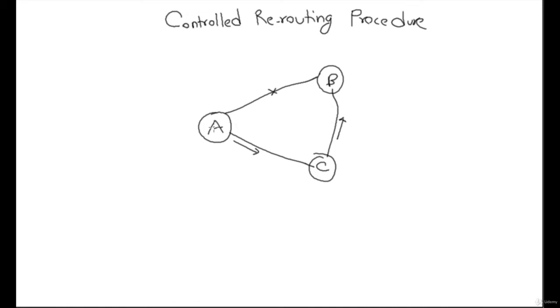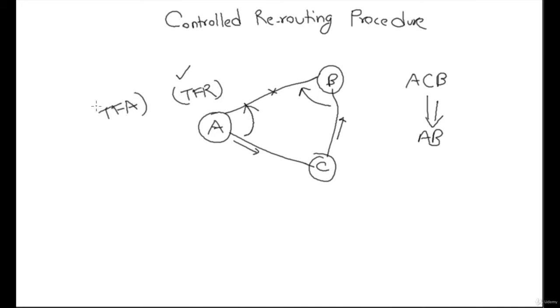Now when this TFR message is received, it results in a change back from this link to this link, and here also the change back from the CB link to the normal direct link. So the change from ACB to AB happens because of the transfer restricted message, or we call it the transfer allowed message. And these two messages are important from the MTP restart point of view.